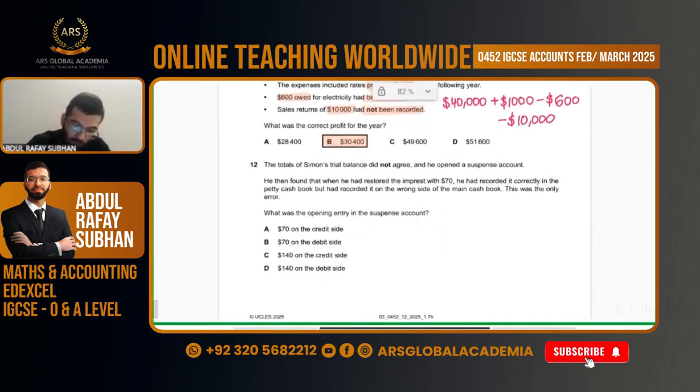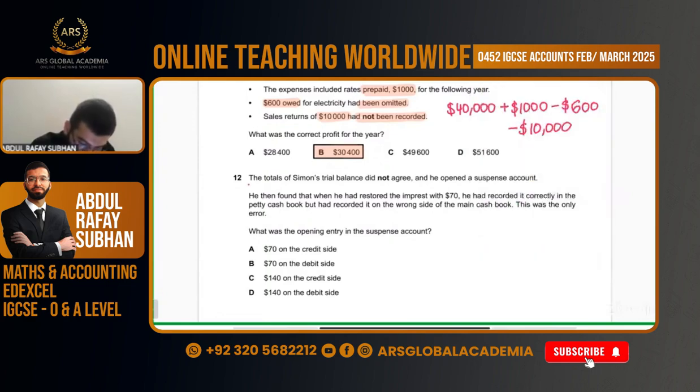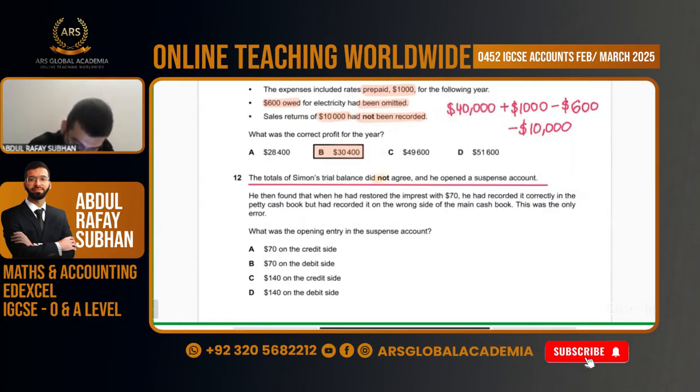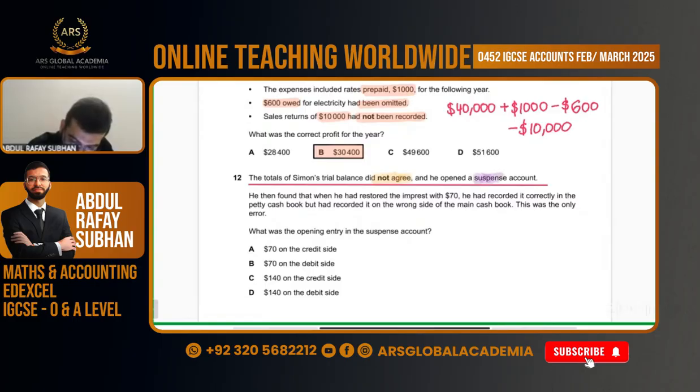Moving on, we have got question number 12 here. Question number 12 says the total of Simon's trial balance did not agree. And then he opened a suspense account as well. His balance did not agree. And he then found out, when he restored the imprest with $70, that he restored the petty cash book.